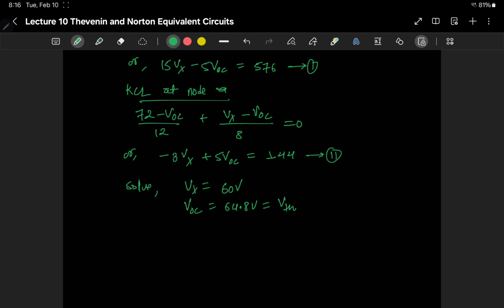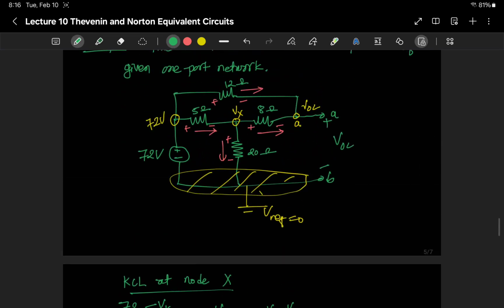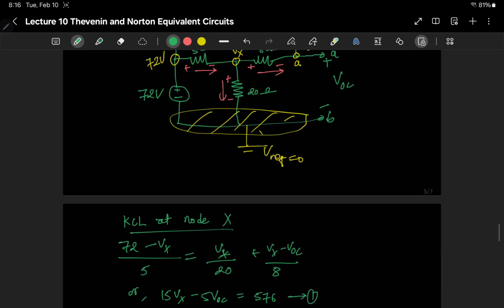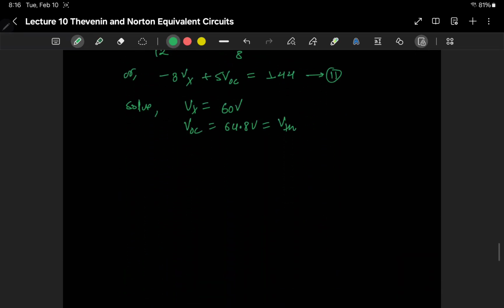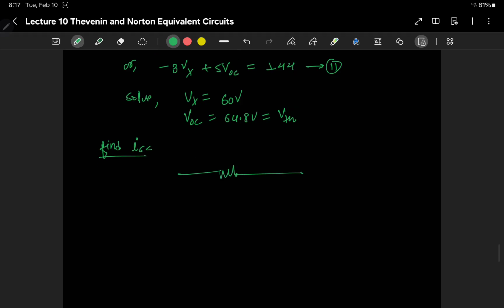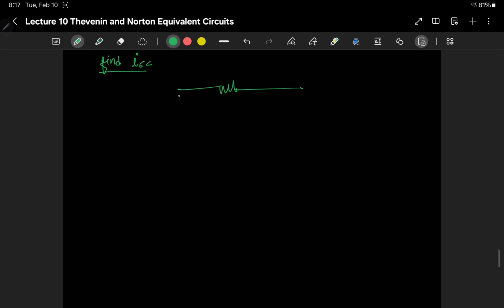Which is equal to the Thevenin voltage, right? And if you recall from the previous example, the second step is to find the short circuit current. So we'll have to short circuit this given example and close the loop. So let's do that. Let's find Isc, short circuit current.